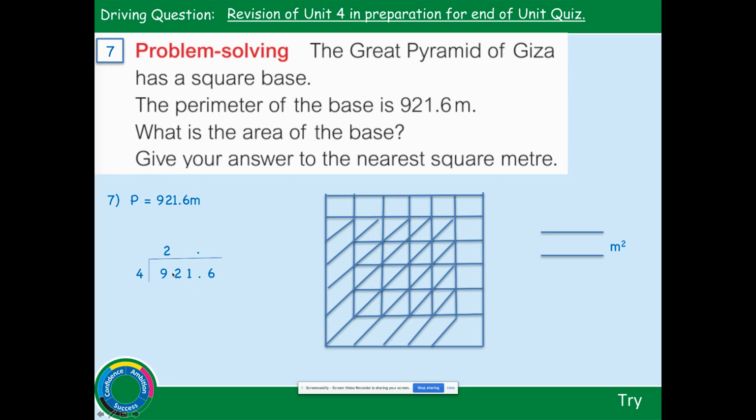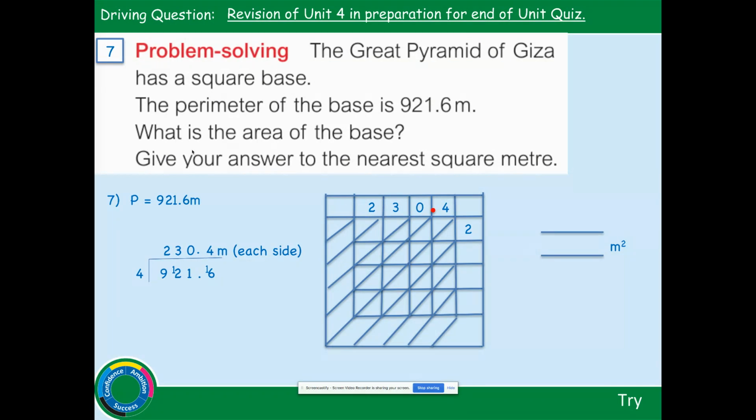4 into 9 is 2 times. 2 4s are 8, so there's 1 left over. Put it next to the digit on the right. 4 into 12 is 3 times. There's nothing left over. 4 3s are 12. So I'm now 4 into 1. 4 into 1 doesn't go. So I need to attach this one next door. 4 into 16 is 4 times. So I know each side of my square is 230.4 meters. So to find the area, I need to do 230.4 times 230.4.